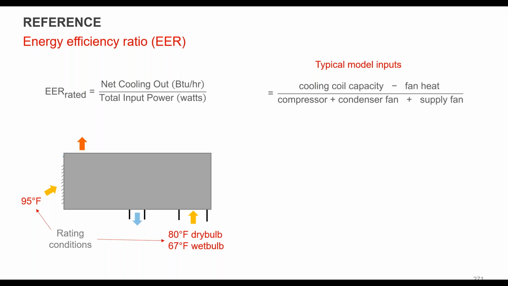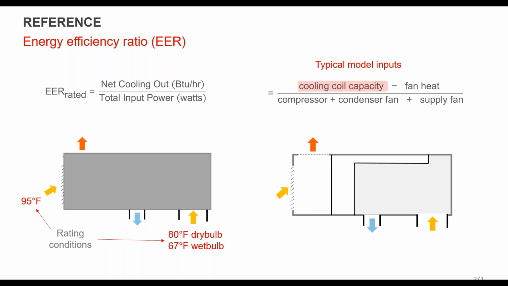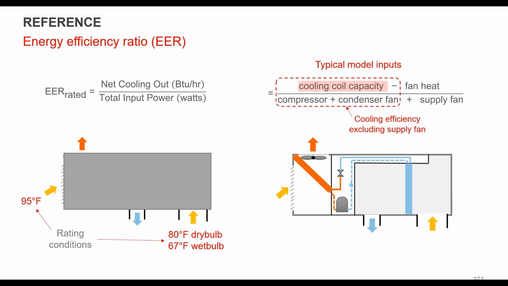But in order to get a model input, you need to know a lot of things. You need to know the capacity of that coil. You need to know how much heat's being produced by the fan. And ultimately, you need to know the specific compressor and condenser fan power, right? So those items will help you remove basically the supply fan, right?